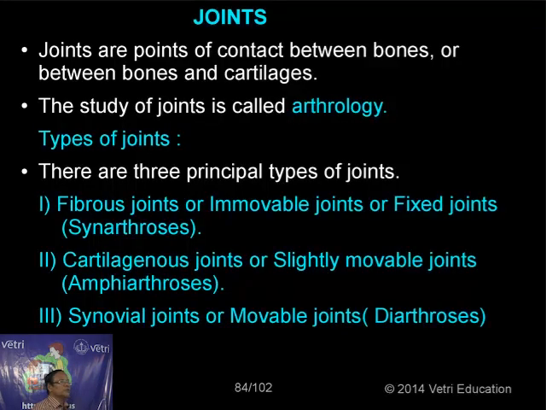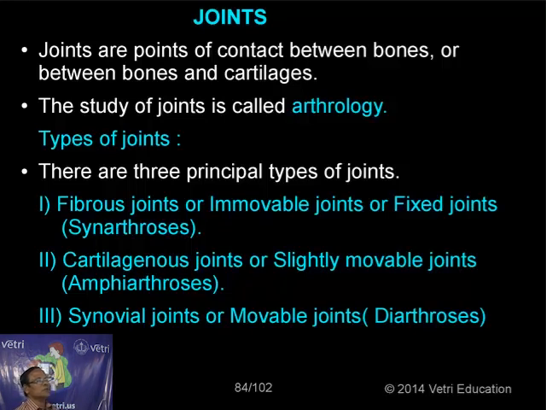Joints. So what do you mean by joints? The place where two or more bones meet is called a joint. We have different types of joints, generally speaking three different types. Joints are points of contact between bones, or between bones and cartilages. The joint is formed either between bones, or between a bone and a cartilage.